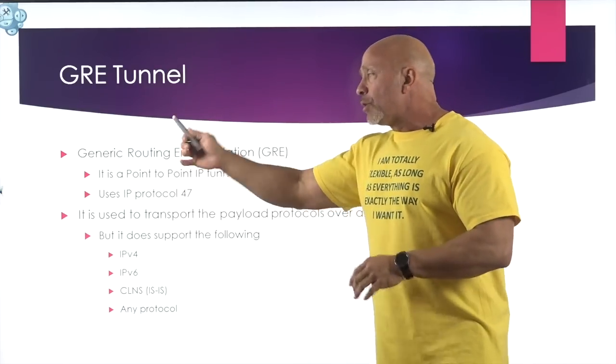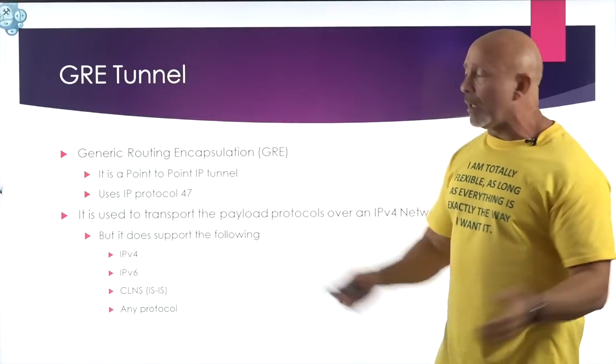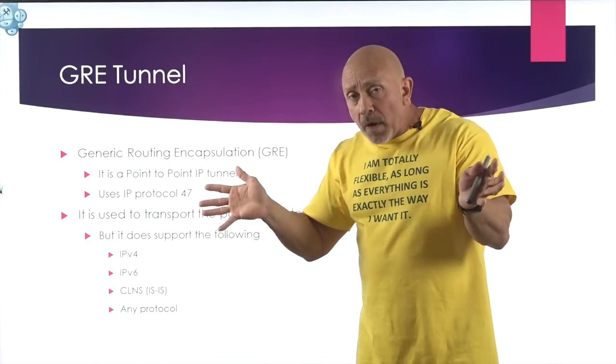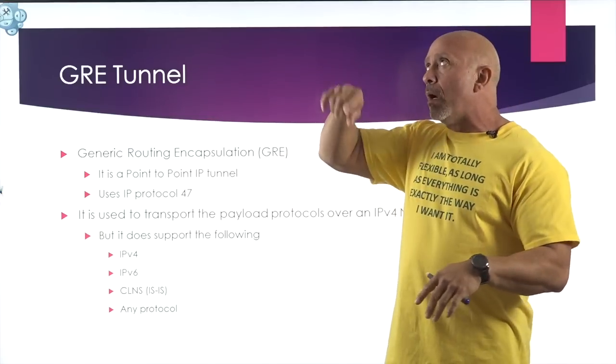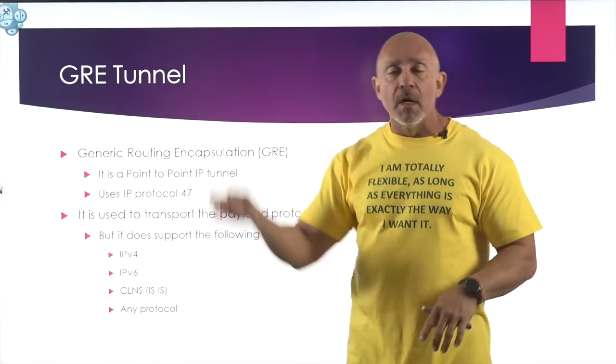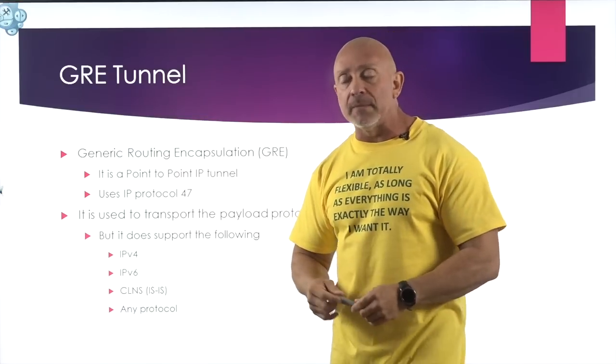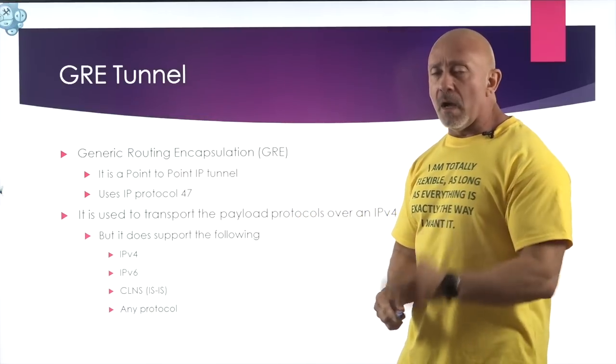All right. Generic routing encapsulation. That's what GRE stands for. It's point to point. If you've got, let's say, like in our topology, we have 1, 2, 3, 4, 5 routers. They're connected. We have EIGRP running. I believe it's Autonomous System 100.